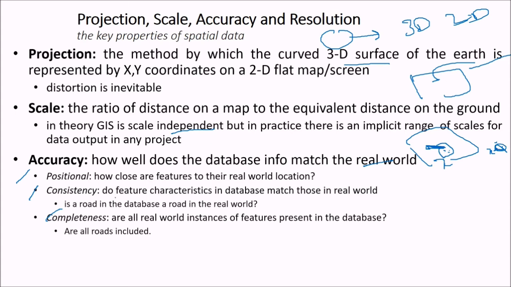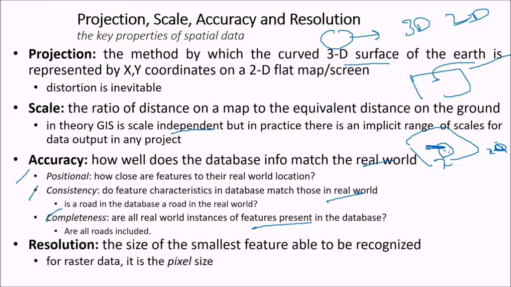Consistency: do feature characteristics in the database match those in the real world? For example, is a road in the database a road in the real world, or rather any other line feature? What about completeness? Are all real world instances of the feature present in the database? Are all roads included or are some left out? What about the resolution, the size of the smallest feature which you can recognize? For raster data, it is the pixel size.